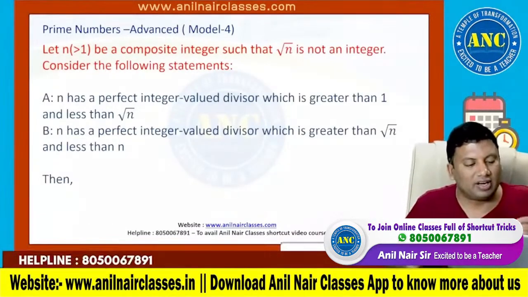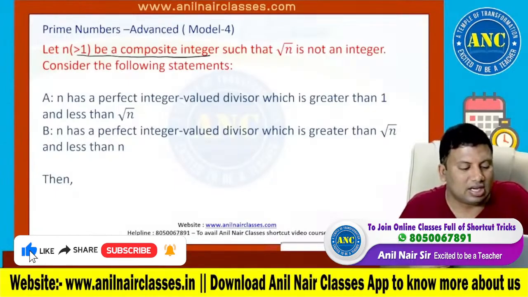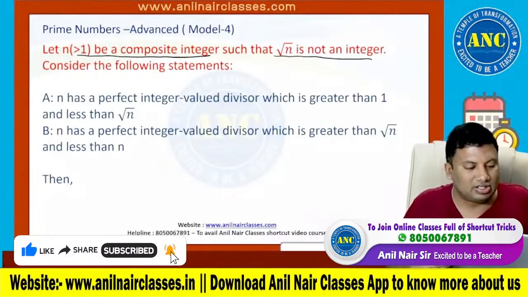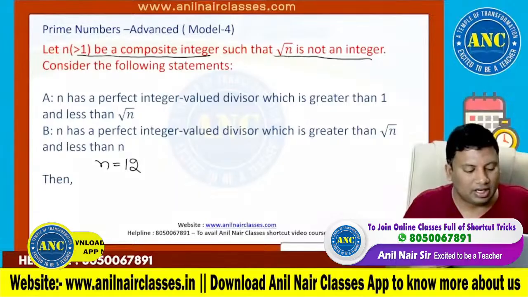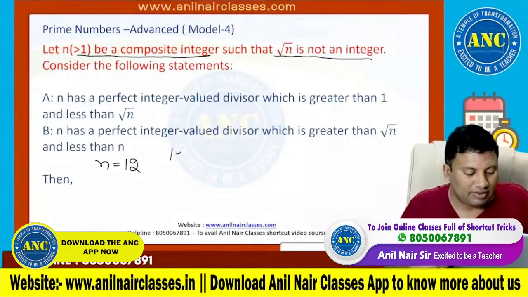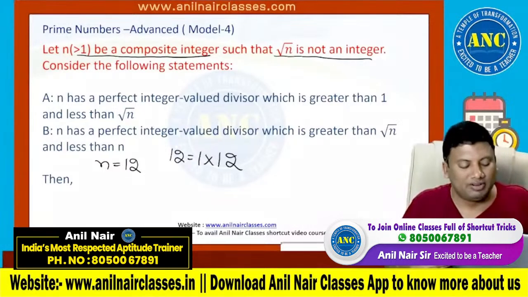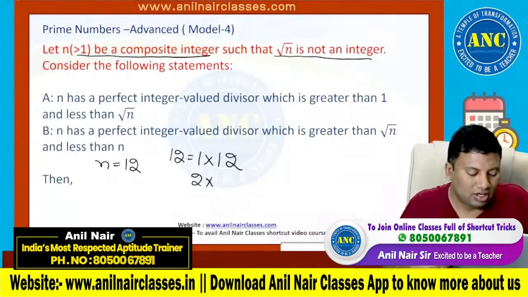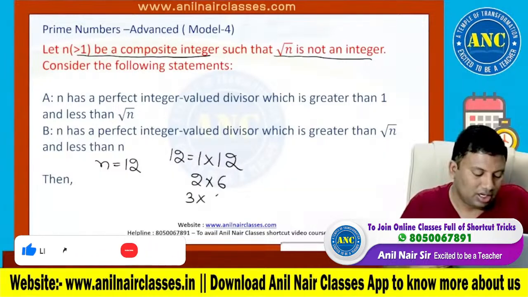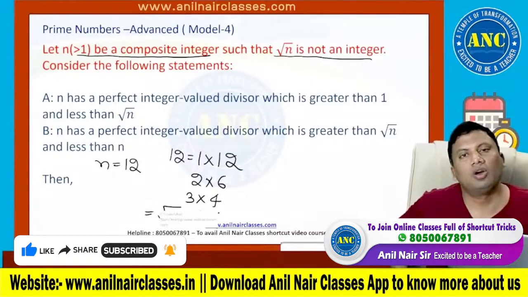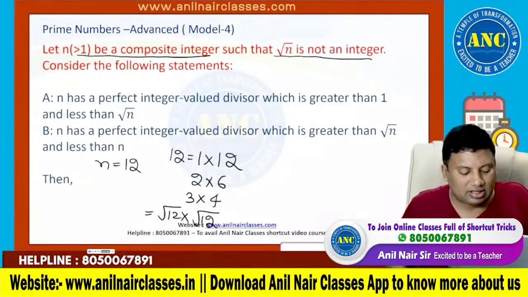Next, another variety of a question. N is a composite integer. Root n is not an integer. Suppose let me take n equivalent to 12. 12 can be written as a product of two factors, 1 into 12, 2 into 6, 3 into 4. It can also be written with a non-integer, root 12 into root 12, which is nothing but 12.